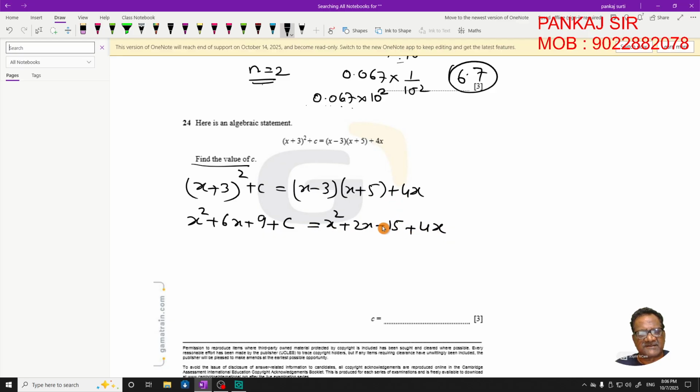So this is the expansion on the right hand side, right? x square gets cut, and this 6x will go with this 4x and 2x. This 2 plus 4 makes 6x, so it is gone. So you're left with 9 plus c is equal to minus 15. So c has to be minus 15 minus 9, so c has to be minus 24. The answer for c is minus 24.